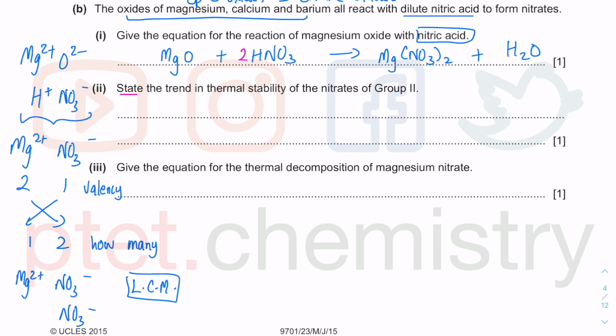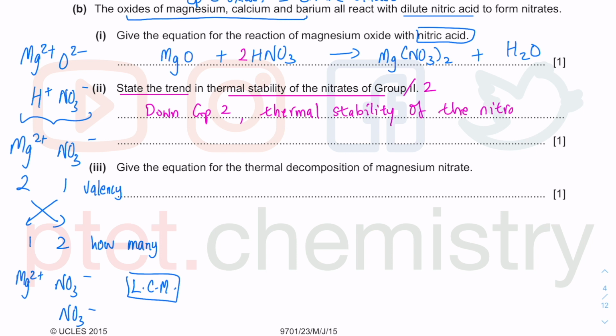The next one, just state the trend in the thermal stability, how stable it is to heat. So down group 2, the nitrates become more stable to heat, and therefore they want thermal stability, so I have to specify that the thermal stability of the nitrates would increase. They become more stable to heat, so it increases in stability.